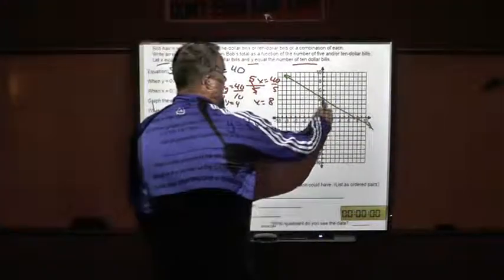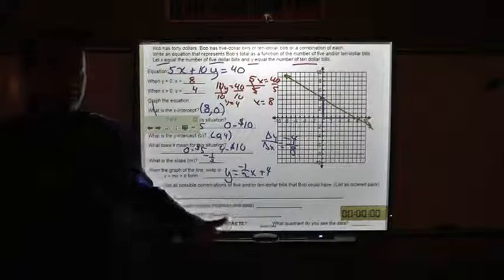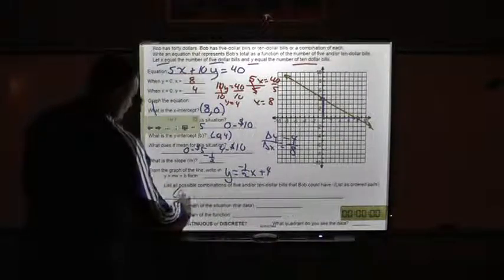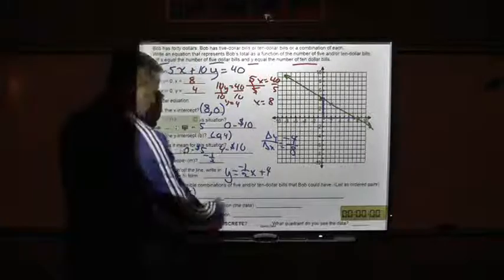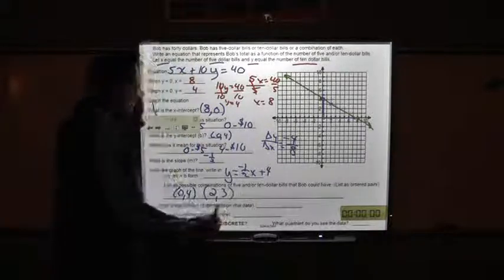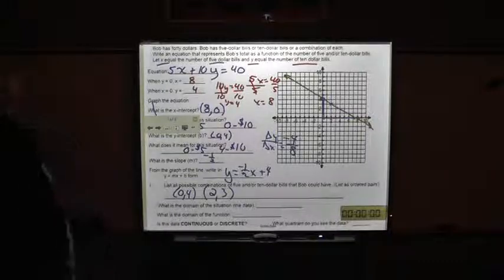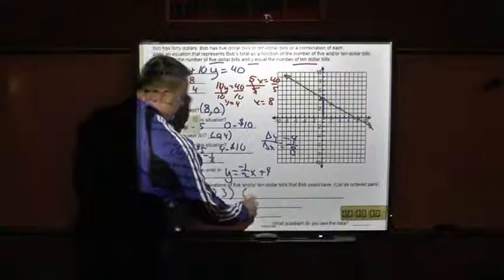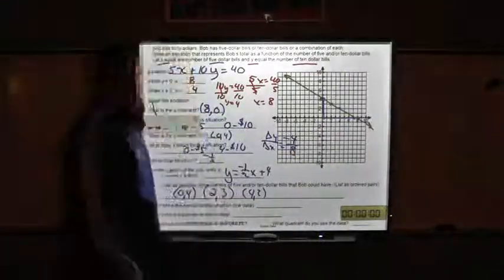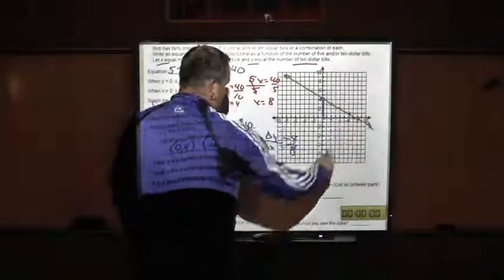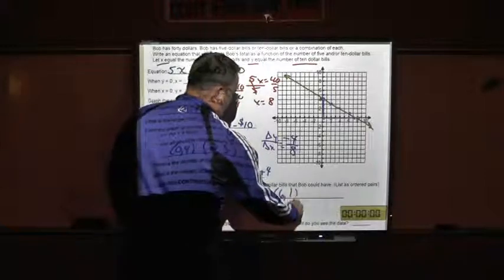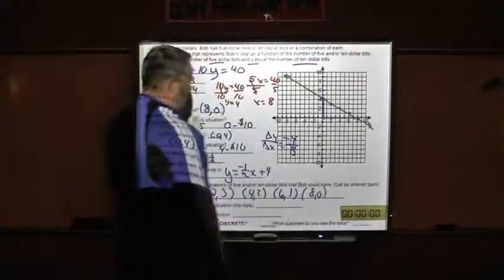Like for example, we start off at the very beginning: 0, 4. 0 $5 bills, 4 $10 bills. That's a possibility. Go along this line till you get to another point. There we go. There's one at 2, 3. Well, think about that. 2 $5 bills, 3 $10 bills, that adds up to $40. The next one is at 4, 2. 4 $5 bills is 20 plus 2 $10 bills gives you 40. Another one at 6, 1. And then the last one is at 8, 0. We talked about that one earlier.